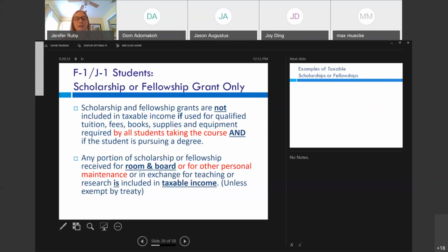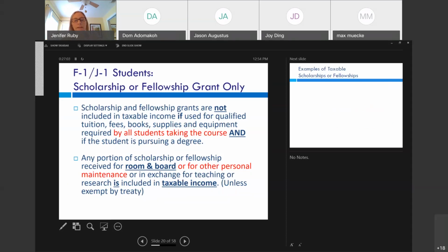All right, so you have to look at the amount of your scholarship or fellowship and determine, did it cover more than those items listed, the tuition fees, books, supplies, and equipment? If any portion of your scholarship applied toward room and board or for any personal maintenance in exchange for teaching, that is when it becomes taxable.